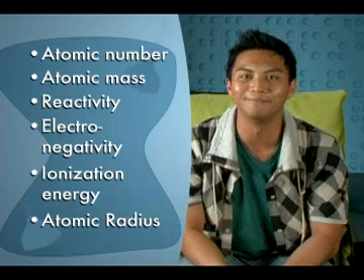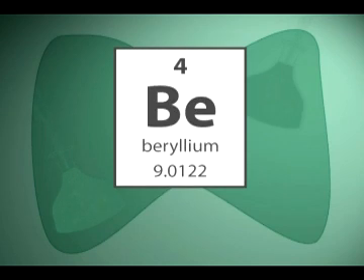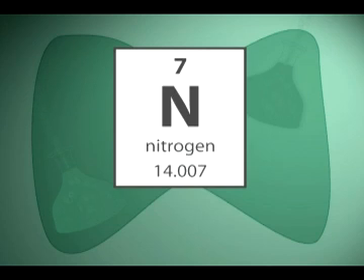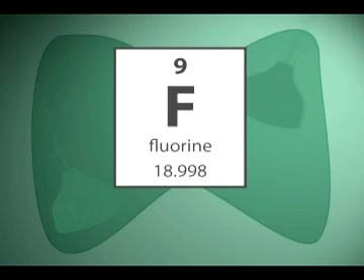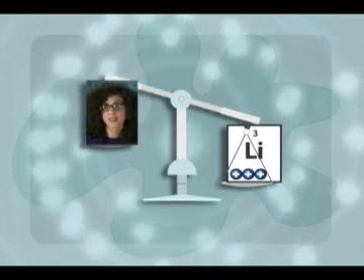The elements are organized by atomic number. Starting with hydrogen, which has an atomic number of 1, each element has one more proton than the element before it. This means atomic numbers increase from left to right across each period. Super easy, right? Well, atomic mass does the same thing.